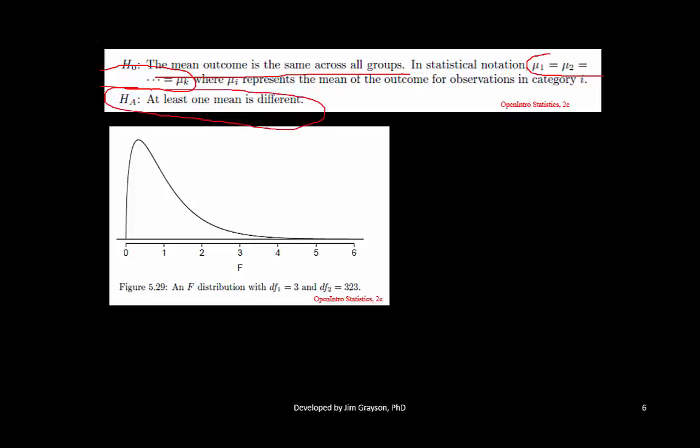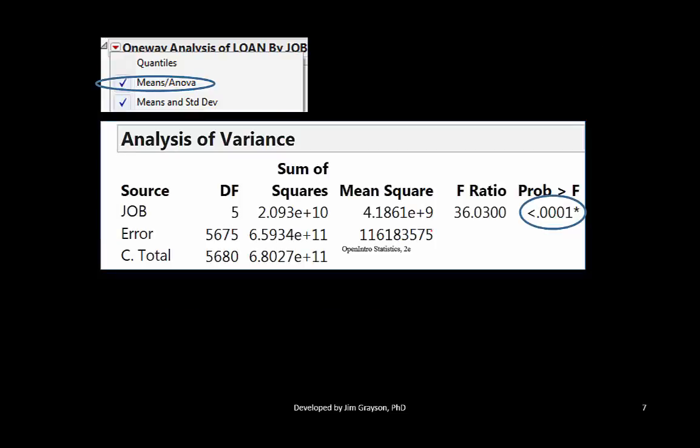Alternate is at least one of those levels is different. There can be multiple differences, but at least one is different. And we test that hypothesis using an F distribution. So the way that we assess whether there is a difference is with ANOVA and a p-value.